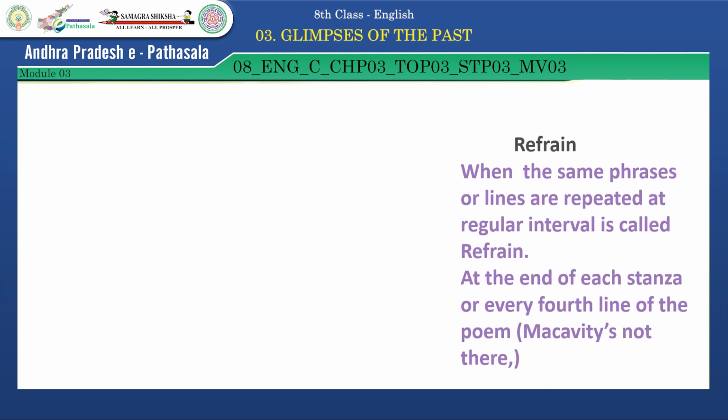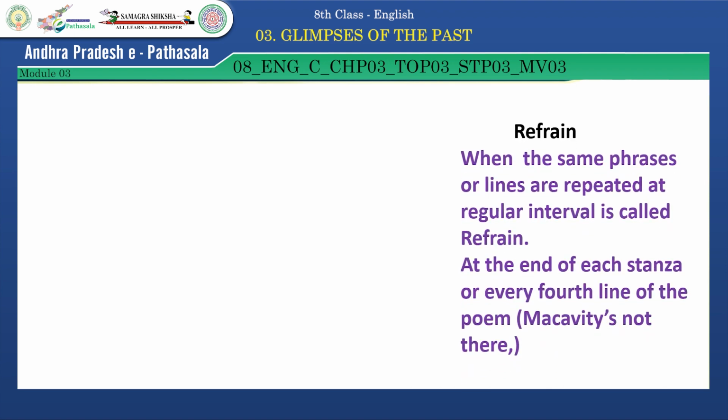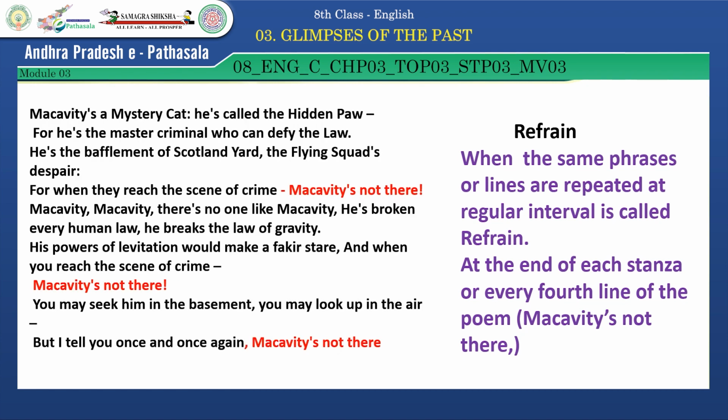The next figure of speech is refrain. Refrain means when the same phrases or lines are repeated at regular intervals. See here in this poem, when you observe, Macavity's not there, Macavity's not there. So here at the end of each stanza, or every fourth line, the same phrase or sentence is repeated. So we call it refrain.